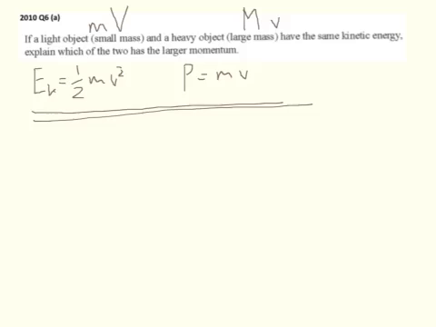Anyway, so let's go ahead and get on with the question. Explain which of the two has the larger momentum. We could rewrite these equations in terms of these big M's and small m's and large V's and small v's to give us a sense. They have the same kinetic energy, so we know that half small m large V squared is going to equal half large M small v squared. Okay, so that's one equation we have.